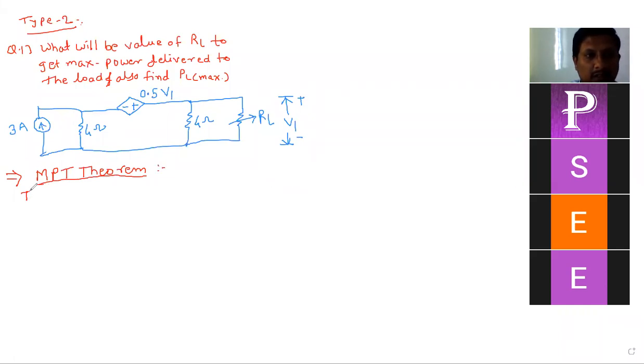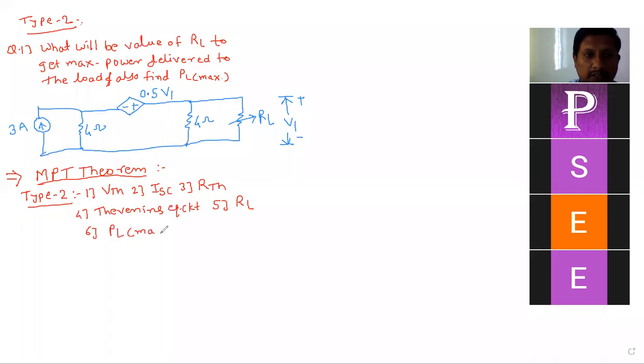So in MPT theorem, which type does it belong to? Type 2. So in type 2, what do we have to do? We have to find out VTH. RTH we cannot get directly, so for that we have to find the short circuit current between A and B, ISC. Third is RTH. Fourth is Thevenin's equivalent circuit. Fifth is RL, and sixth is PL max. So this problem asks for 6 marks. 6 different calculations will be there.